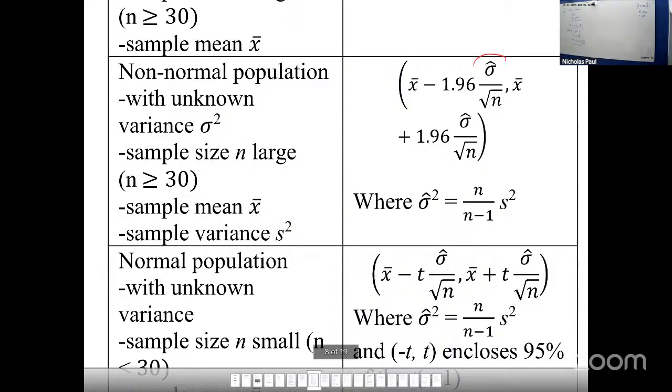You'll recognize there's a little hat here because it's unknown variance. Again, nothing changed except for the fact that you have to estimate.